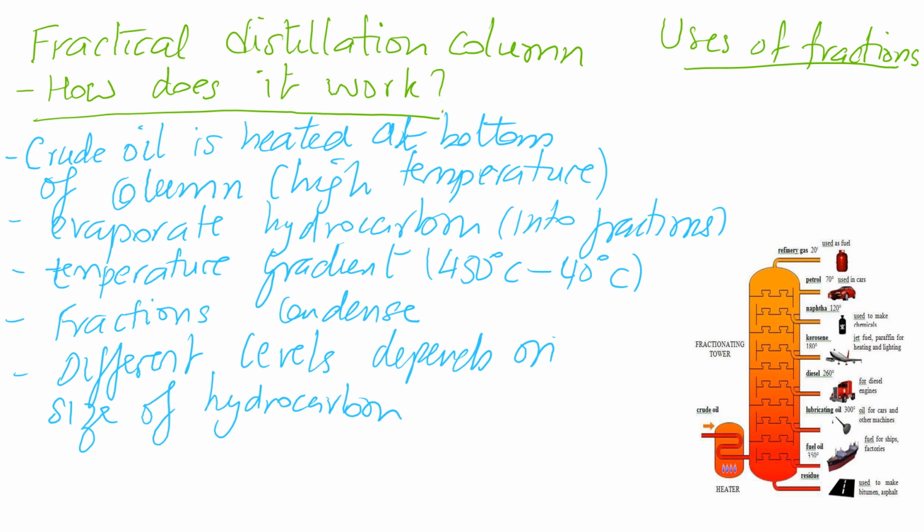Now, uses of fractions, what they are. So you can see from the diagram, they can ask you to say what they are, where they're used, and so on. So road tarmac I mentioned already is bitumen. You've got fuel oil for the ships, factories, lubricating oil, diesel is for lorries, kerosene is for aeroplanes, naphtha is used for pharmaceuticals, petrol is for cars, and refinery gas is camping gas.